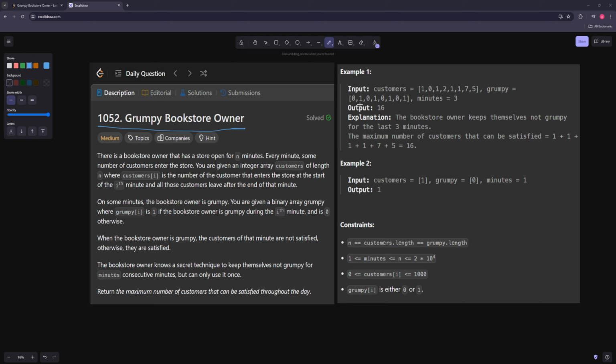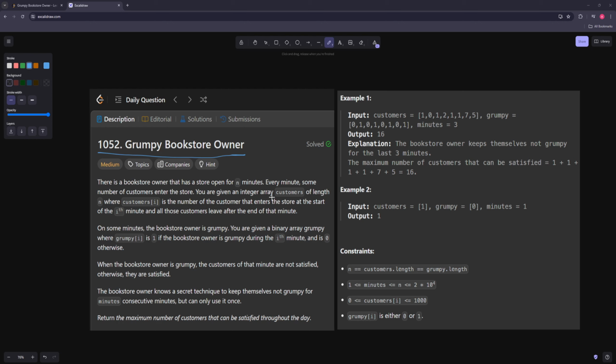At some minutes the bookstore owner is grumpy, and you're given an array grumpy where grumpy[i] is 1 if the bookstore owner is grumpy and 0 otherwise. When they're grumpy, the customers of that minute are not satisfied, otherwise they are satisfied. There's also this other thing you can do to keep the owner not grumpy for consecutive minutes, and you can only use it once. Return the maximum number of customers that can be satisfied through the day.